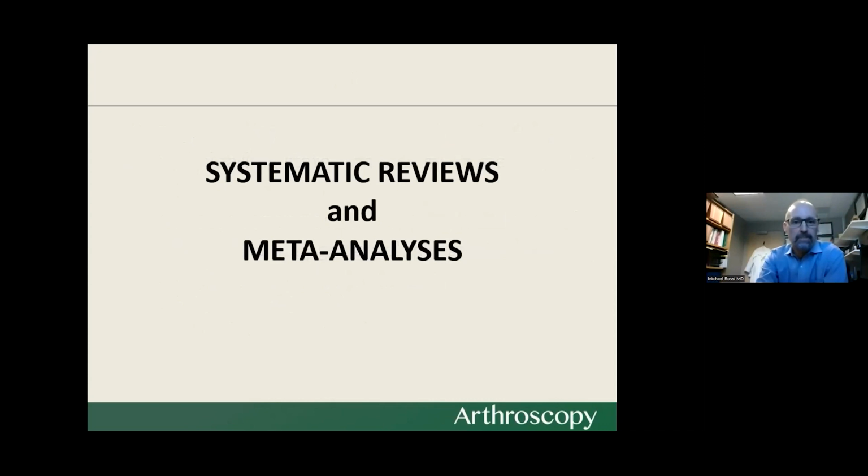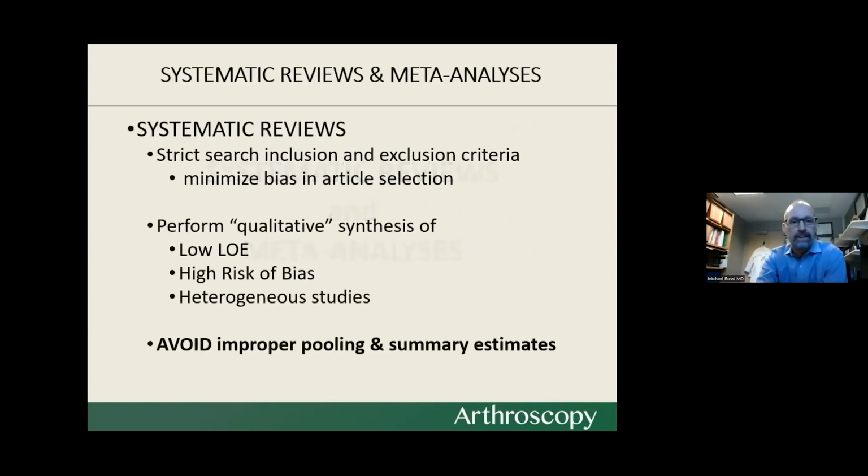A quick talk about systematic reviews and meta-analyses. Systematic reviews should have strict adherence to inclusion and exclusion criteria to minimize bias. Because these types of systematic reviews are qualitative synthesis of data, they have low level of evidence, high risk of bias, heterogeneous studies, and because of that, they should avoid improper pooling and summary estimates in the plots.